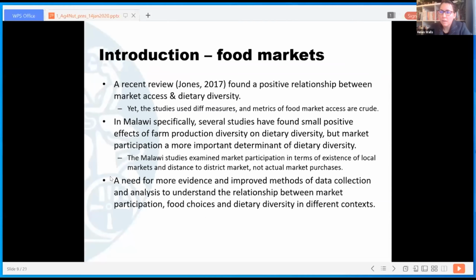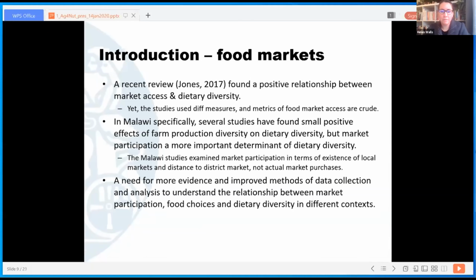So a recent review found a positive relationship between market access and dietary diversity in a number of studies. And in Malawi specifically, several studies have found small but positive effects of farm production diversity on dietary diversity. But market participation has actually been found to be a more important determinant of dietary diversity. But the studies on which this is based use different metrics of food market access, and these measures are often quite crude. So the Malawi studies examined market participation in terms of existence of local markets and distance to markets, rather than looking at actual market purchases.